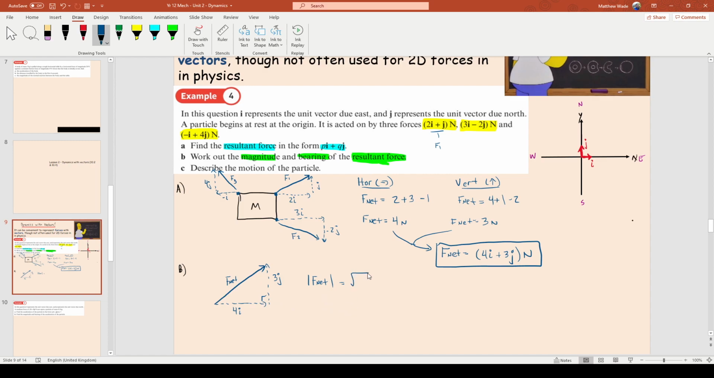But just to prove it to you, you ready? It's 4 squared plus 3 squared. 16 plus 9 is 25. Square rooted is just 5. It's got magnitude 5, okay? So magnitude 5 is our F net equation.